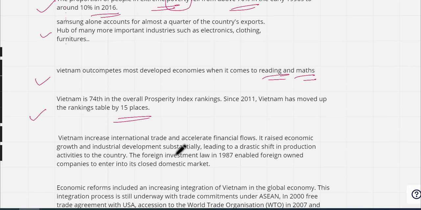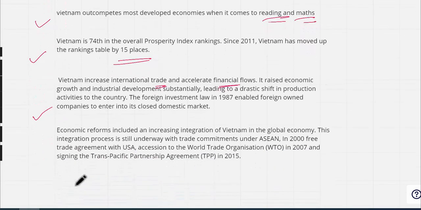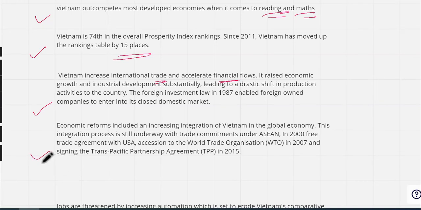So number one thing is that it is increasing its trade and financial flows. It raised economic growth and industrial development substantially, leading to a drastic shift in production activities to the country. How did Vietnam do this? In 1987 there was the foreign investment law, which enabled foreign owned companies to enter into its closed domestic market. Then there were other reforms which started taking place in Vietnam.